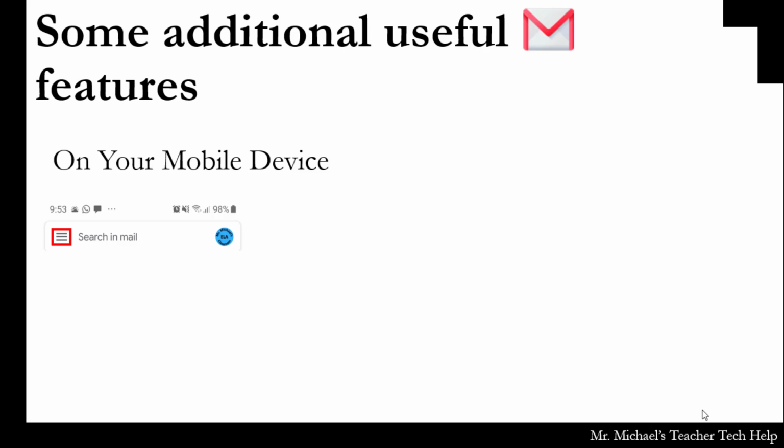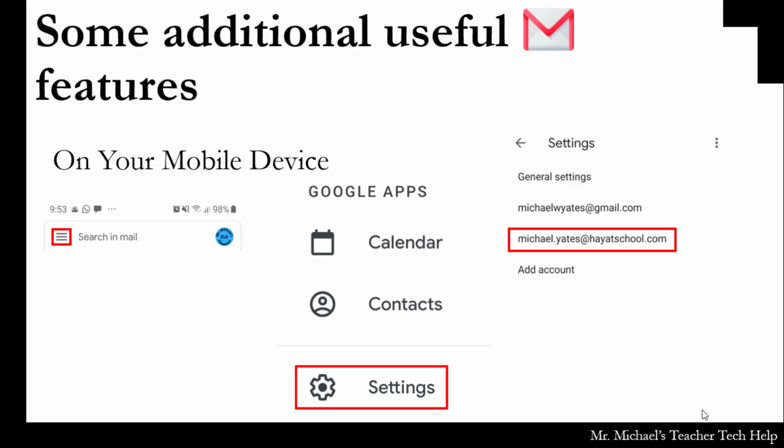On your mobile device, you hit the three straight lines, go to Settings, click on the email address for which you wish to add the signature, go to Mobile Signature, and it is right there.